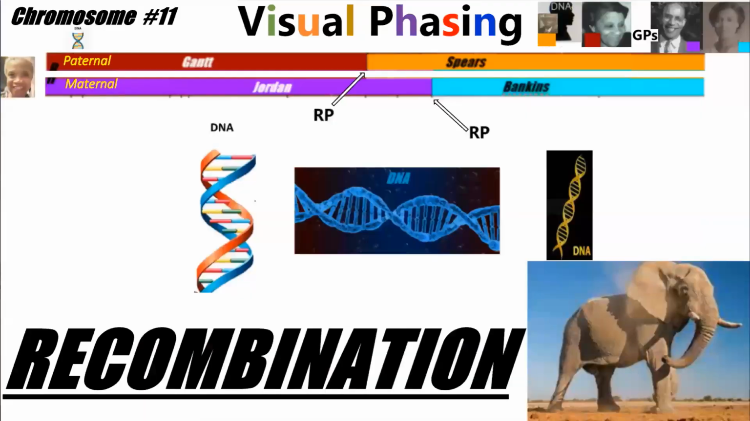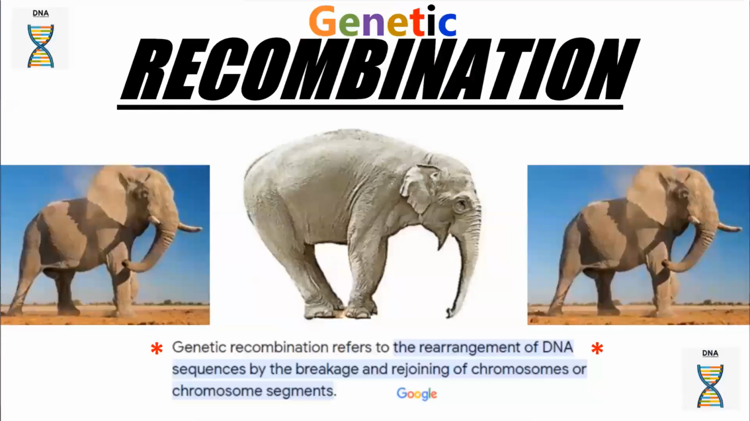So here's a breakout of the visual phase, and we can see the RP, which is shorthand for recombination point. In my view, genetic recombinations happen up and down the line over and over. It's something you really have to keep your eye on. It's a very integral part of this whole process. I refer to genetic recombination as being the elephant in the room.